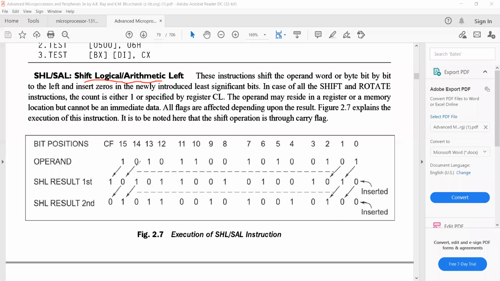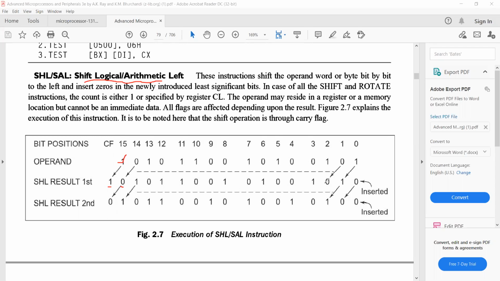Let this be the operand, or data, on which this logical left shift operation is performed. So what is happening here? This particular bit is shifted to the left by one position. Similarly, all the bits are shifted to the left by one position.